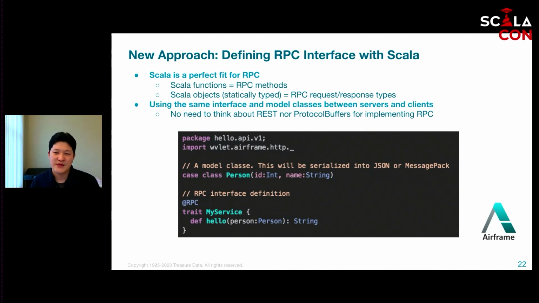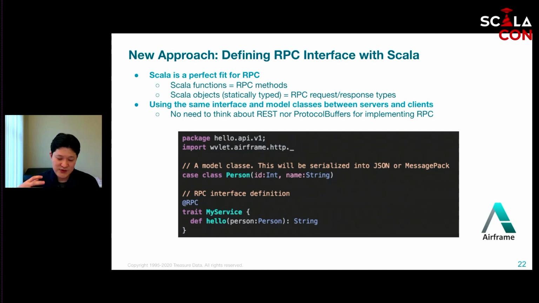Actually, our take is different. We don't need to introduce a new language just for building front-end and back-end applications in Scala. We just need to use Scala interface as is for defining the RPC interface. Scala is a perfect fit for RPC because Scala functions can be just RPC methods, and Scala objects, which are statically typed, can be RPC request and response types. So we should be able to use the same interface and model classes between server and client code.